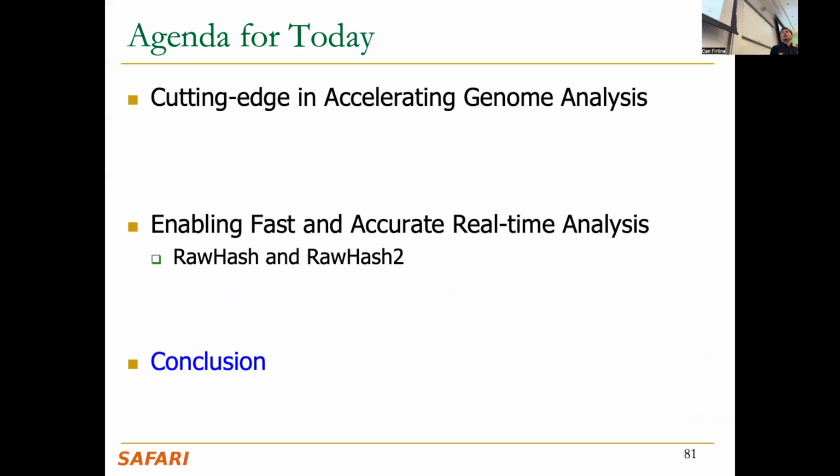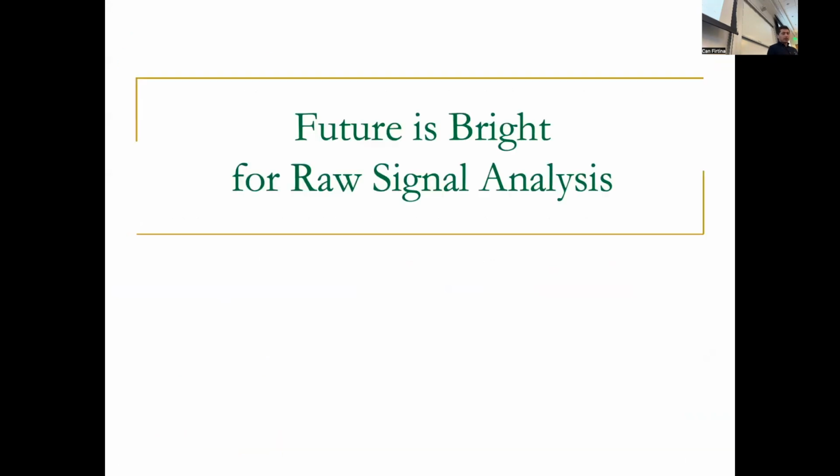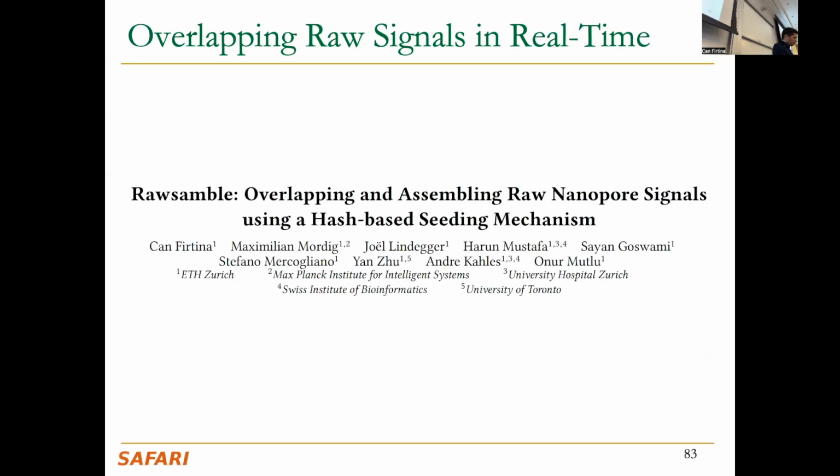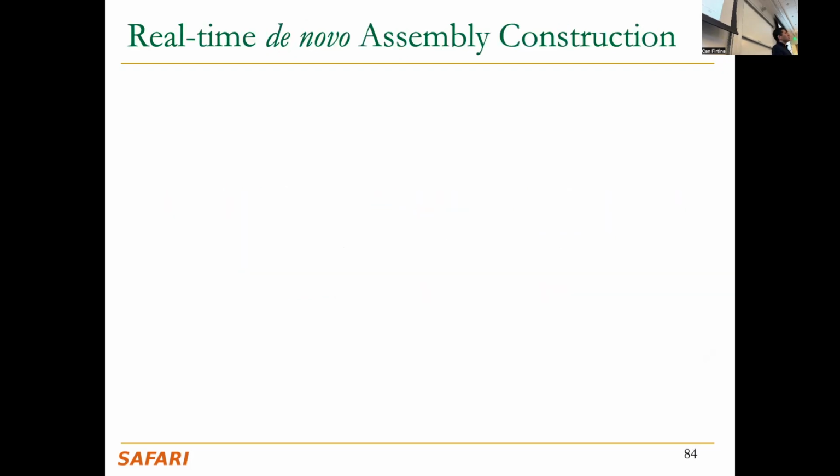So this was RowHash, and I'll quickly conclude again using a few other slides. One of my conclusion remarks is I believe the future is bright for raw signal analysis. This work is not public yet, but it's going to be public soon. And one reason why I think it is bright is that now, using these efficient hash-based search mechanisms, we can also perform overlapping in real time. And I think you already know what this means.